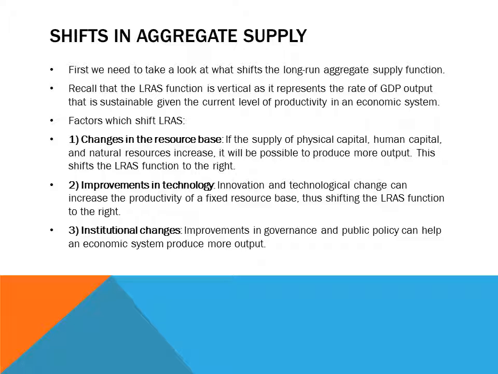And lastly, we can have institutional changes. If we have improvements in government and public policy, such as better protection of private property rights, this can help an economic system produce more output, as it encourages businesses to invest more.